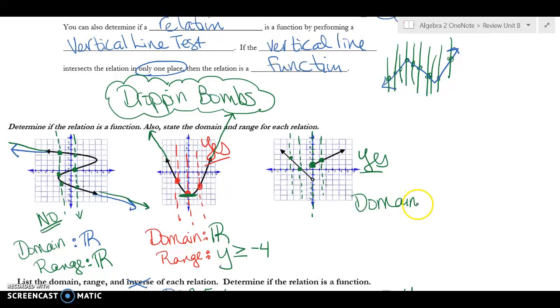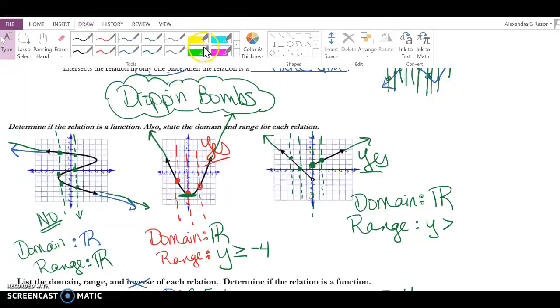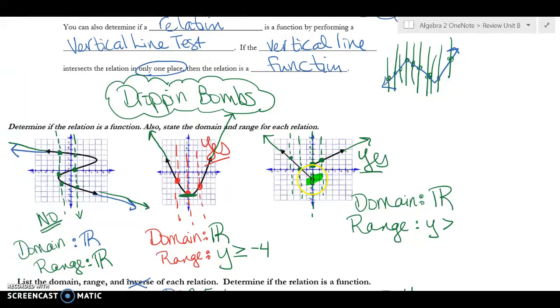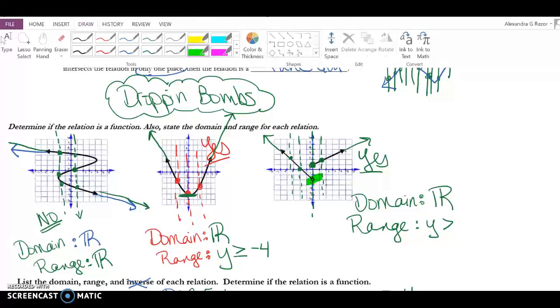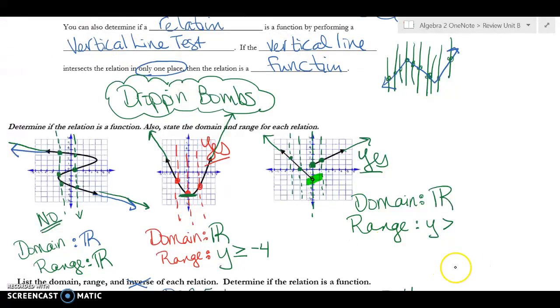Your domain, again, is left and right. And this has arrows going to the left and to the right. So this is all reals. And range is going up and down. This one's only going up, so it's greater than. But the difference here is if you look at this window, there's a hole there. So it doesn't include that. So this time I'm going to have to say that it's greater than, not equal to, just greater than -2.